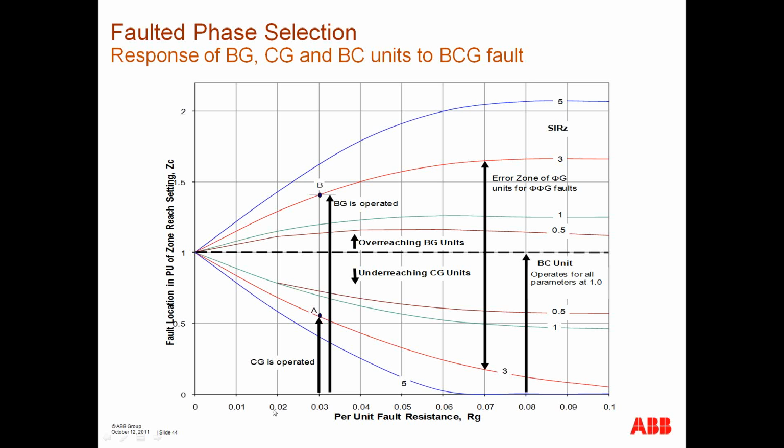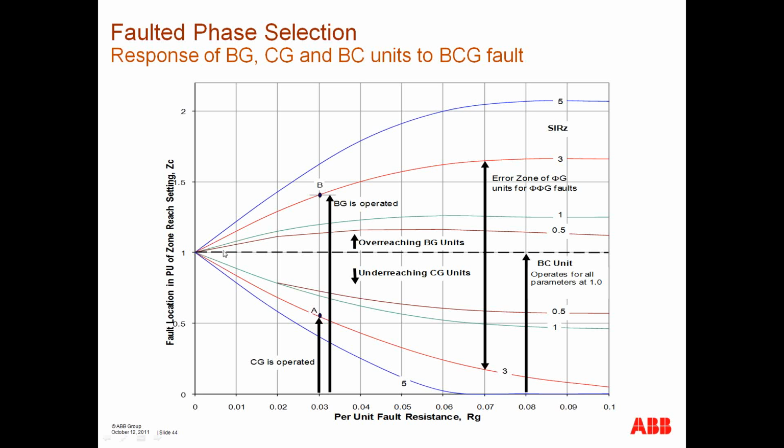And as you move in this direction, the fault resistance is increasing. So therefore, with high source impedance ratio and the larger the fault resistance, it is likely, unless you do things correctly, that you may have a misoperation of a phase to ground unit for a two-phase to ground fault that's beyond the length of the line.